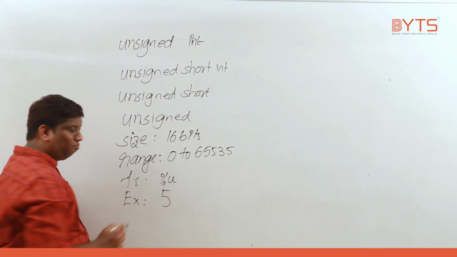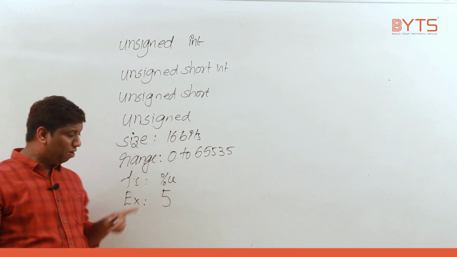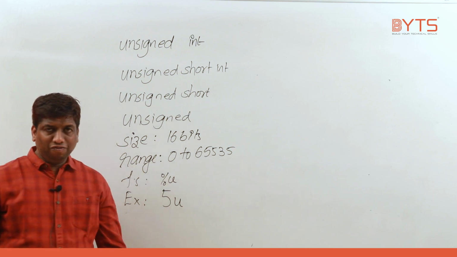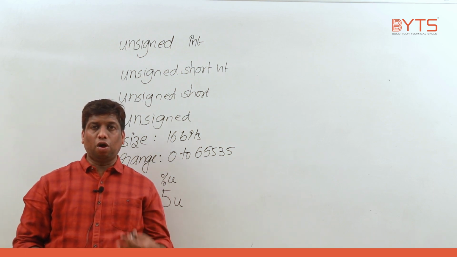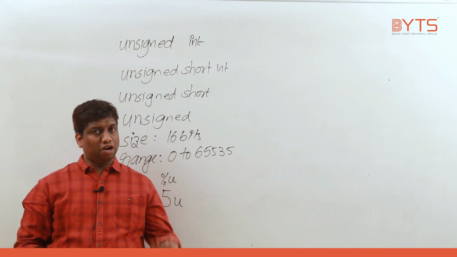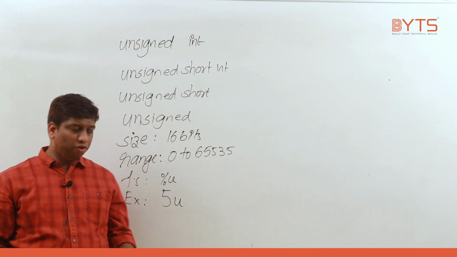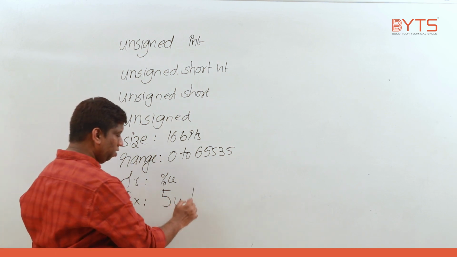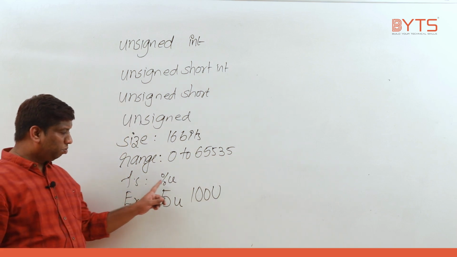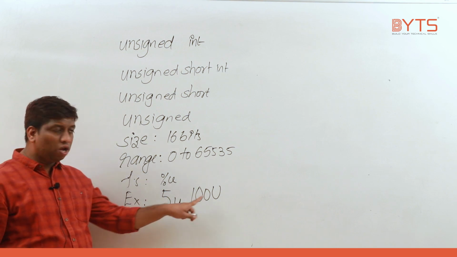5. What type is 5? Integer type. When I say integer, it is signed. But I want to represent 5 as unsigned. How do you do that? U. We already discussed earlier: if you want to represent octal, we start with 0. If you want to represent hexadecimal, we start with 0x. Similarly, whenever you want to represent unsigned, we need to end with u, like 100u. In the case of format specifier, we should use small u. But in the case of examples, I can use either small u or capital U.